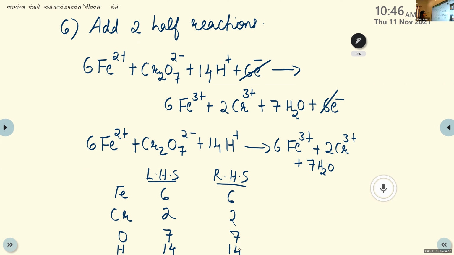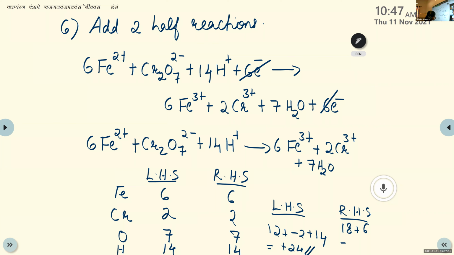Then we can check the total ionic charge. In the left hand side, here it is 6 into 2, that is 12, plus minus 2, plus 14. That is 12 minus 2, 10, 10 plus 14. Here it is plus 24, right? Okay. Then in the right hand side, 6 into 3, 18. 18 plus 2 into 3, 6. Here also it is plus 24. Now everything is balanced.